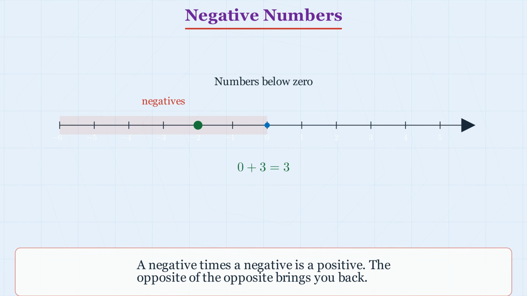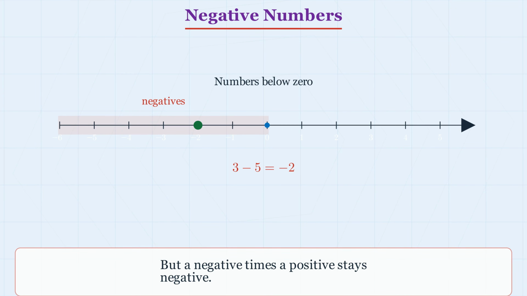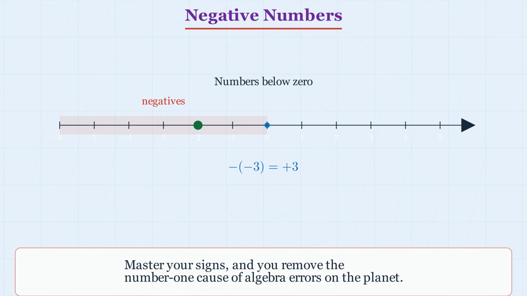A negative times a negative is a positive. The opposite of the opposite brings you back. But a negative times a positive stays negative. Master your signs, and you remove the number one cause of algebra errors on the planet.